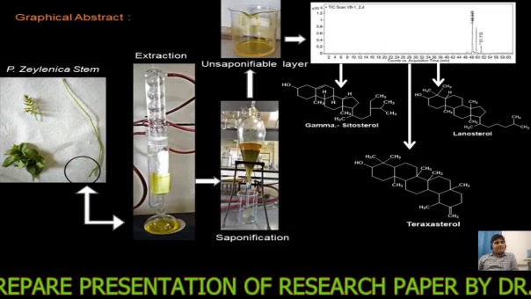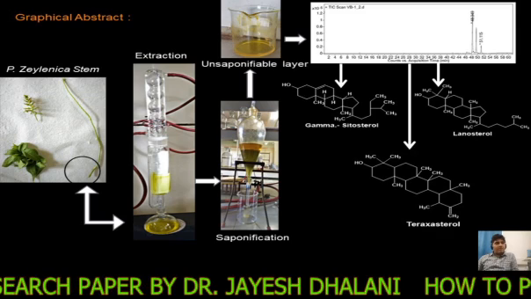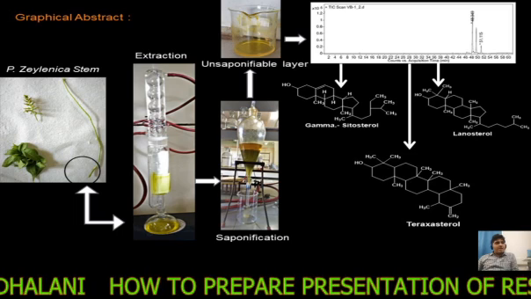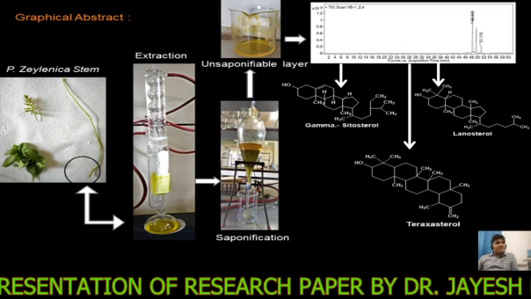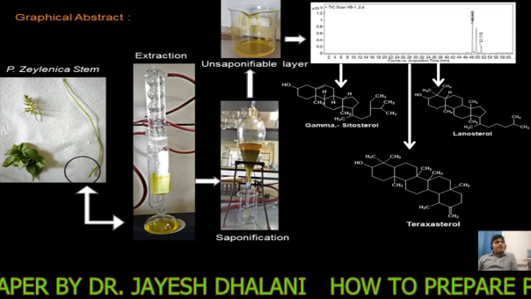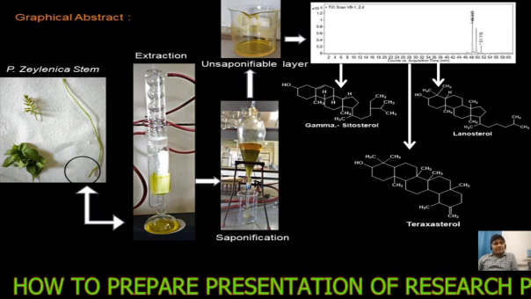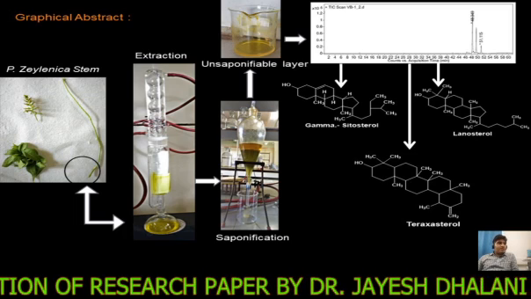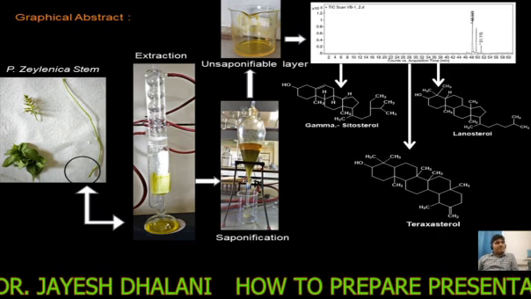Next is the graphical abstract. Graphical abstract means you are presenting your research work through images. Here you can see my research paper's work I have shown in a very concise manner through images. Here you can see the materials and methods, which method I have used, which layer I have selected, which analysis I have performed, and then which compounds are identified. So through the graphical abstract you can understand all the research work within one slide.